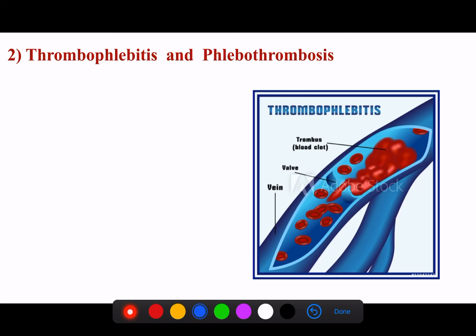Thrombophlebitis is related to stasis of blood or hypercoagulability of blood. The main one is stasis of blood within the vein due to valve defect. Turbulent blood or stasis of blood causes a blood clot.